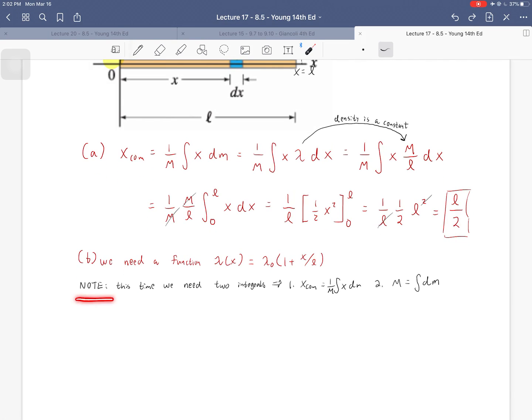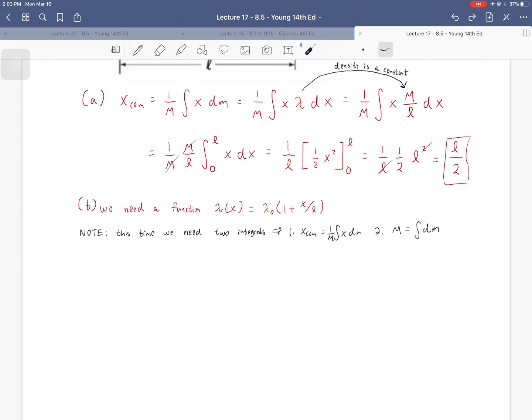Okay. And note that this time we will need 2 integrals. So we need one integral, which will be the x center of mass, the one that's defined. But here's the thing. Anytime you have a non-constant density and you're given a density function or asked to find one, like we were here, then you have to do a second integral, which is your total mass integral. Because otherwise, your answer is going to have lambda naught in the center of mass, in the final answer. But that doesn't work, because you need your center of mass to have units of meters. So you can't leave any other term in there. You have to do a substitution to get rid of it. And you'll see exactly what I mean in just a moment.